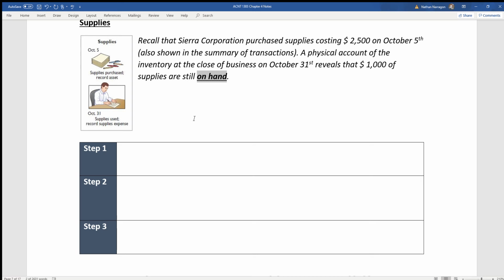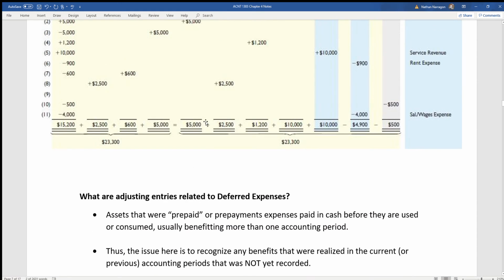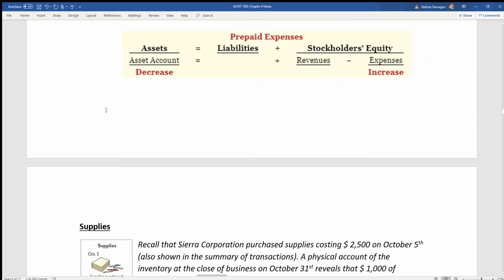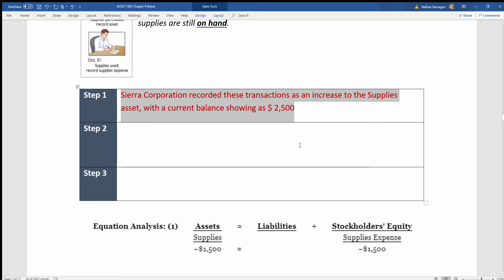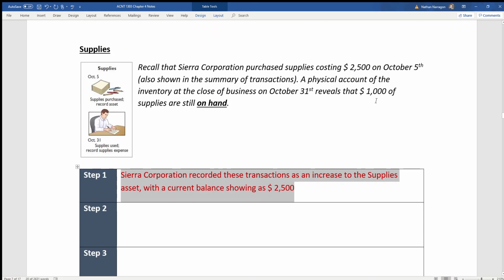But again, we're going to take the three steps. First step is, what do we currently have in that supplies account? Well, we're showing that $2,500. So we do have currently $2,500. Next, step two in the three-step process is what it should be. Well, for this one, we can see that our physical count says we only have $1,000 of supplies left, so it should be $1,000.